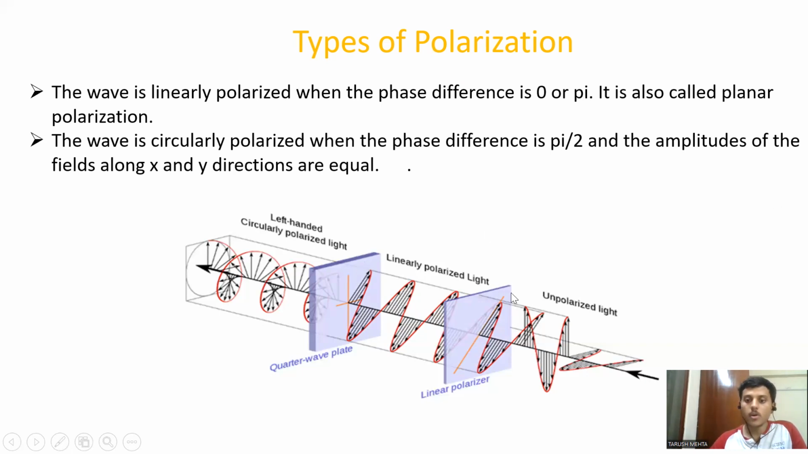And this quarter wave plate or linear polarizer are basically the materials that help to change the polarization of light. For example, this quarter wave plate was converting the circular polarization to a linear polarization.